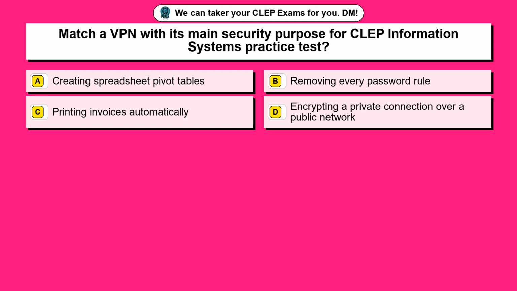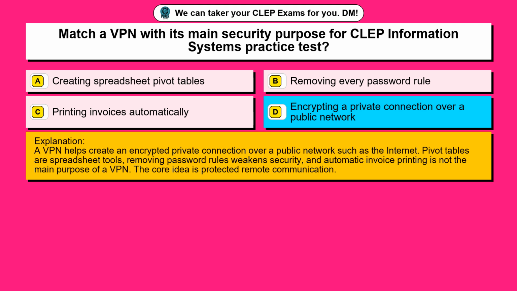Question 38. Match a VPN with its main security purpose for CLEP Information Systems practice test. Option A. Creating spreadsheet pivot tables. Option B. Removing every password rule. Option C. Printing invoices automatically. Option D. Encrypting a private connection over a public network. The correct answer is option D. Encrypting a private connection over a public network.